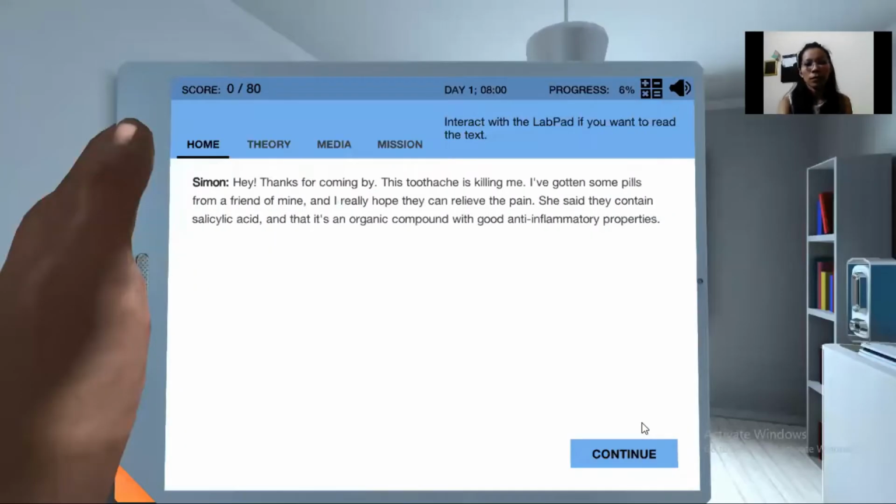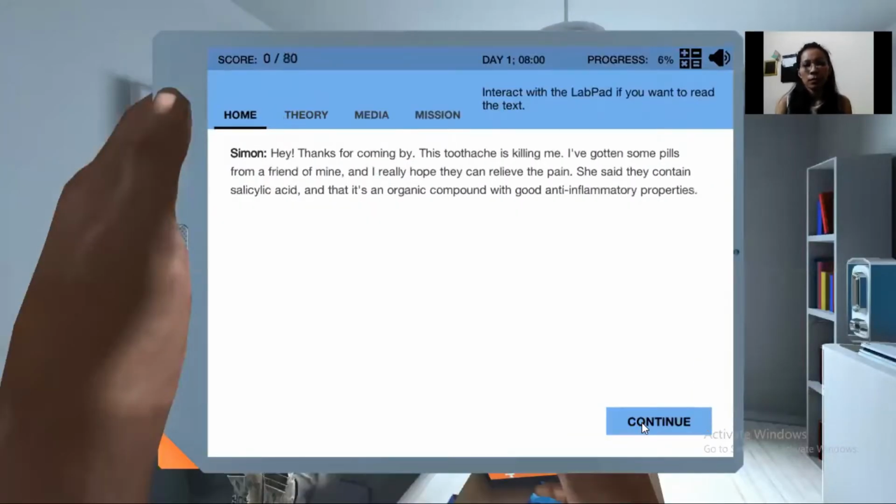Hey, thanks for coming by. This toothache is killing me. I've gotten some pills from a friend of mine, and I really hope they can relieve the pain. She said they contain salicylic acid, and that it's an organic compound with good anti-inflammatory properties.